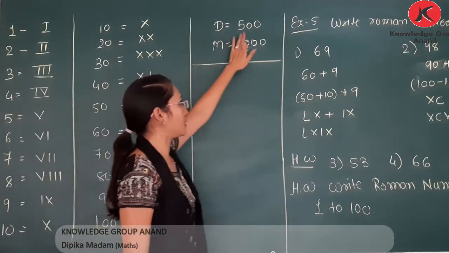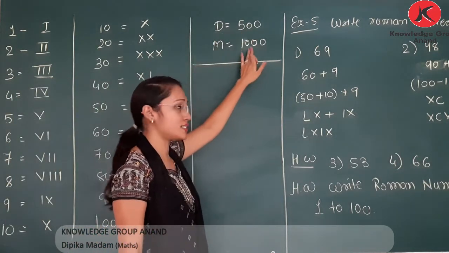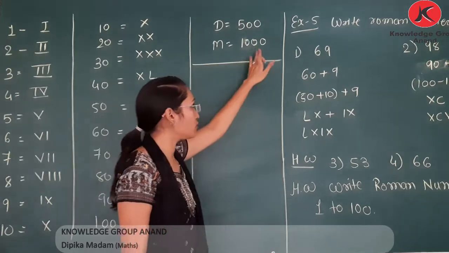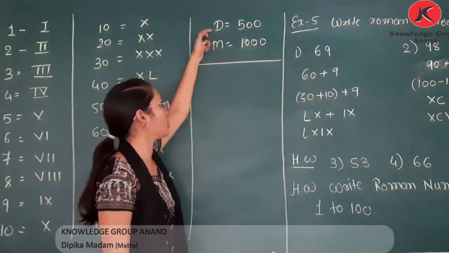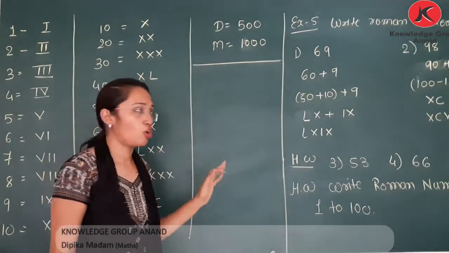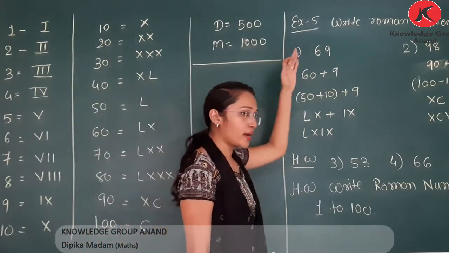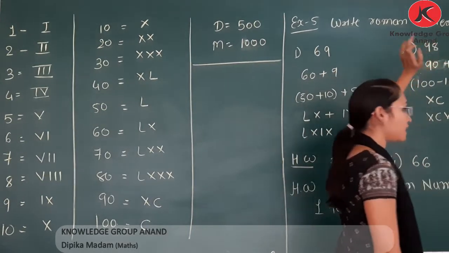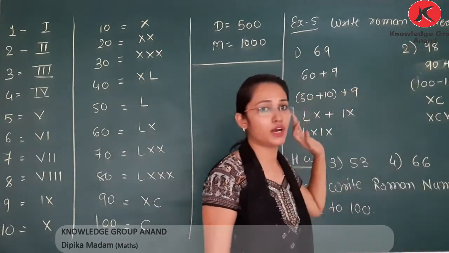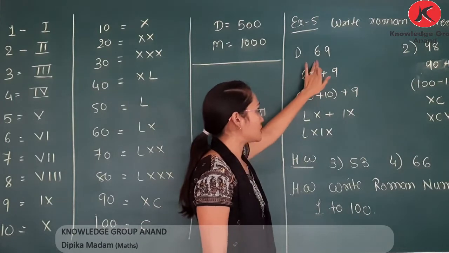D represents 500 and M represents 1000. If you want to write numbers after 500 or 1000, you need to remember D and M also. Here example 5 is given in your textbook. Write Roman numerals. Here two examples are given to write the Roman numerals.